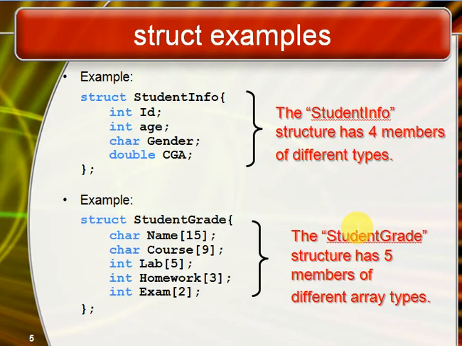A few more examples of structures: struct student info with these members: int id, int age, char gender, double CGPA. The student info structure has four members of different data types. Another example, student grade: the char name member is string data, then char course, a string value used as a character array, then int lab, then int homework, then int exam. The student grade structure has five members.